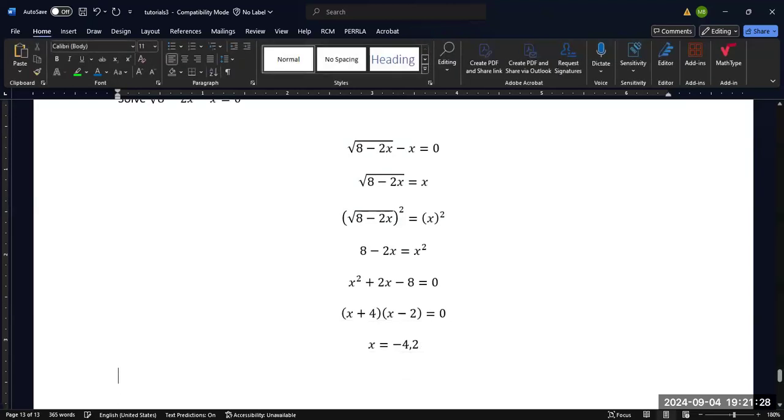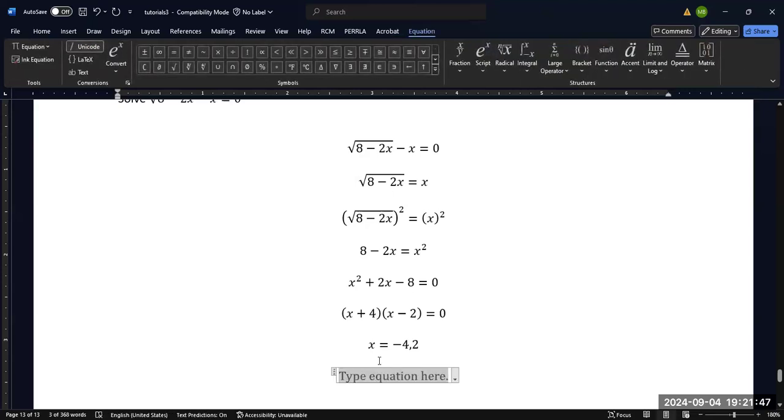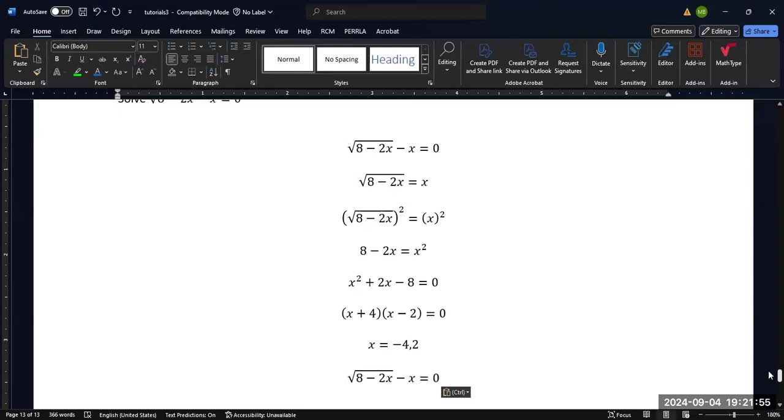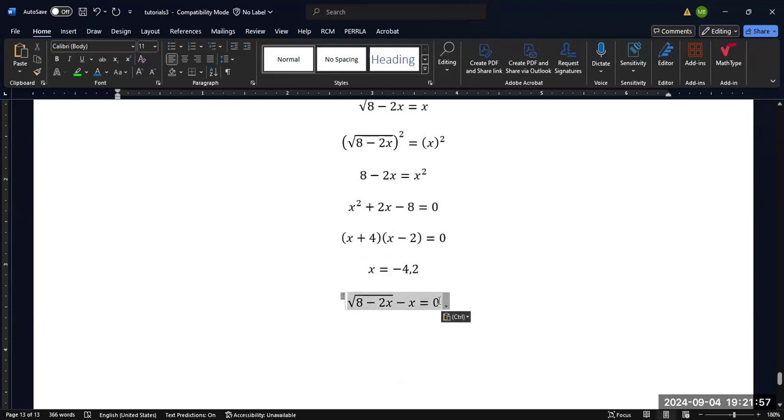But there could be extraneous solutions here because once I square it, it doesn't care what the sign was on either of these sides of the equation. I've killed any sign information. So probably at least one of these does not work. So I need to check both solutions in the original problem. So, my original problem, I'm going to start by plugging in negative 4.